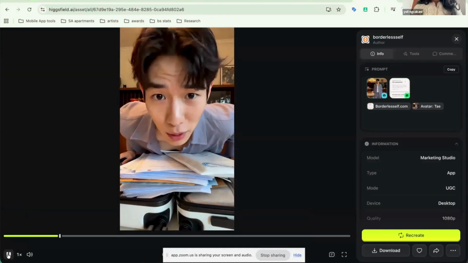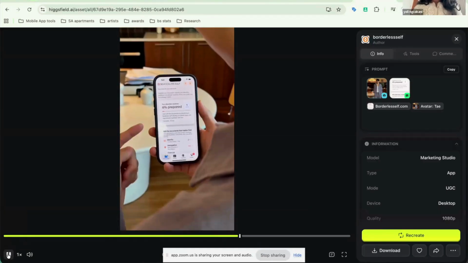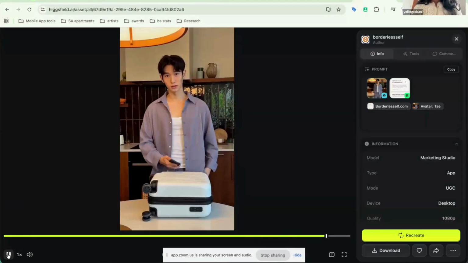Packing to move and your documents are everywhere? I use Borderlessself to keep passports, visas, and checklists in one place, and it even scores how move ready you are. Pick a country, see what's missing, and go.